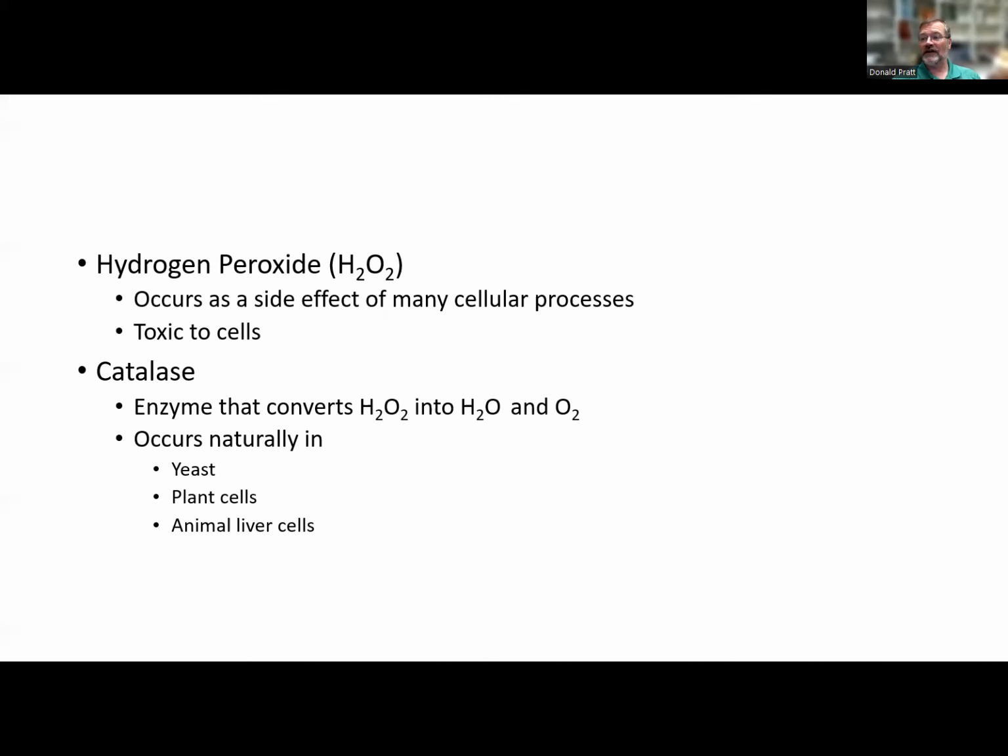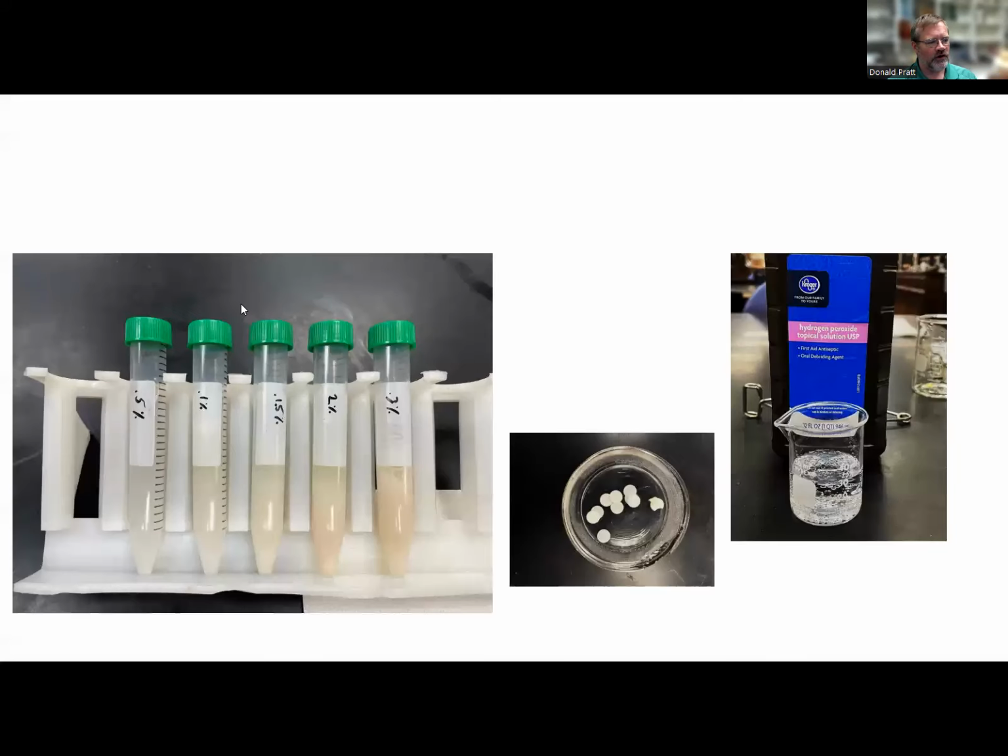So we can do yeast. Another common one is potatoes, which are very popular. And if you really want to, you can actually do similar things with liver, but getting fresh liver is a bit more difficult. Okay, so what we're going to do is use the catalase from the yeast and run an experiment. And so here we go.